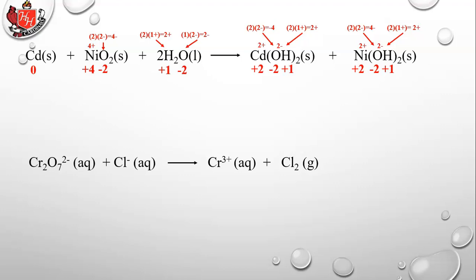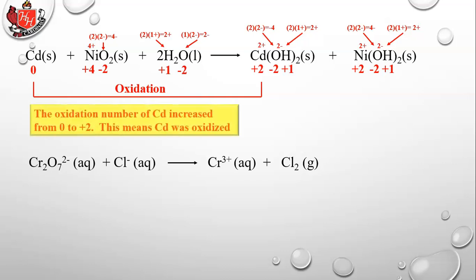So now we're ready to see what was oxidized and what was reduced. Look at cadmium. It went from 0 on the left side of the arrow over to +2 on the right side. That means its oxidation number increased. It went up, so it was oxidized. It went from 0 to 2. So the oxidation number of cadmium increased from 0 to +2. This means cadmium was oxidized.